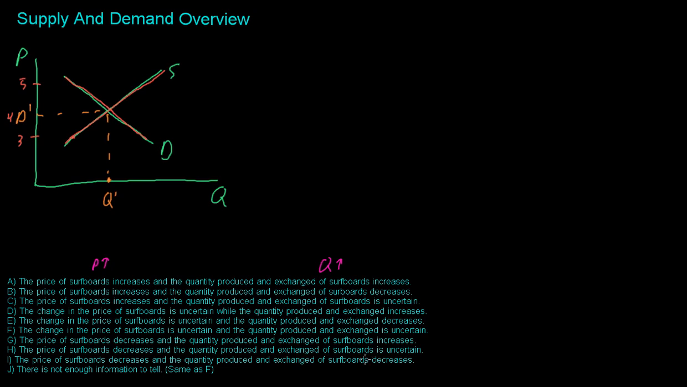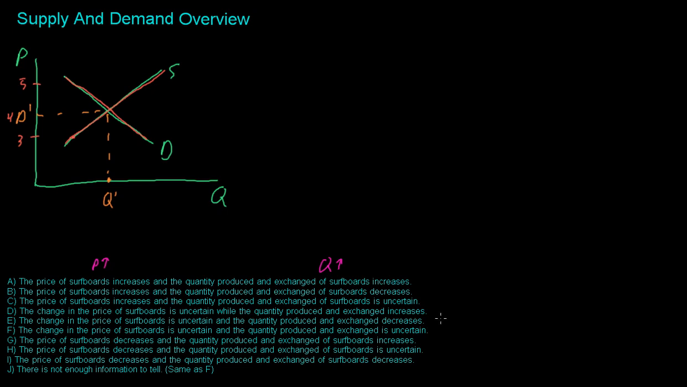And so the last thing is that there are situations where there's not enough information to tell using the supply and demand model. That's really the same as this F answer, that the change in the price is uncertain and the quantity produced and exchanged is uncertain, because that's really just saying that we don't know anything.